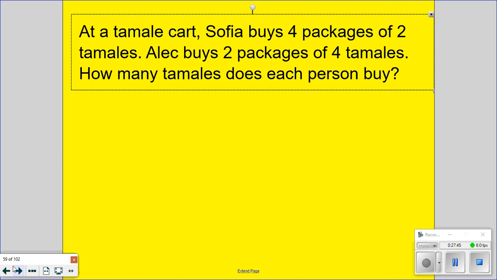That T word is tamale. Nope. Tamale. What's the one after the cart? Sophia. It says, at a tamale cart, Sophia buys 4 packages of 2 tamales. Alex buys 2 packages of 4 tamales. How many tamales does each person buy?